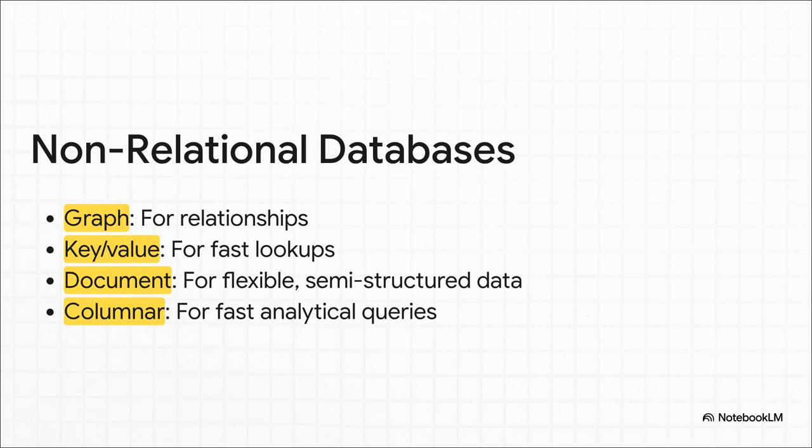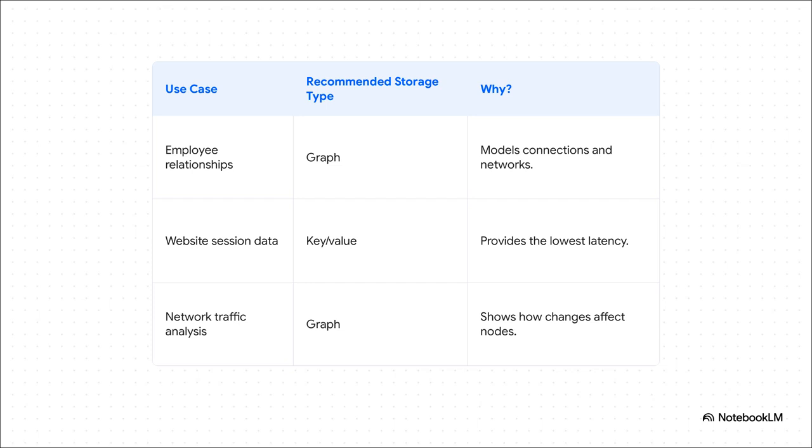Graph databases are perfect for understanding complex connections. Key value stores are all about lightning-fast lookups. Document databases are built for flexible data. And columnar stores, they're optimized for blazing-fast analytical queries on huge datasets. Let's make this real with a few examples.